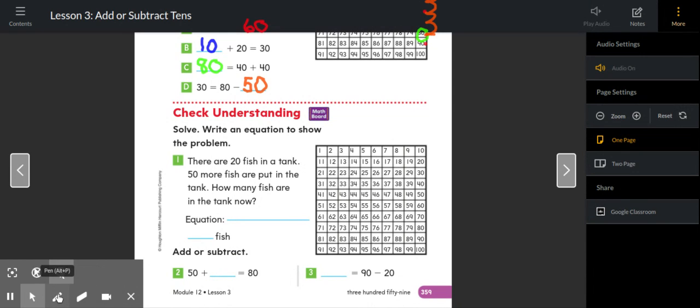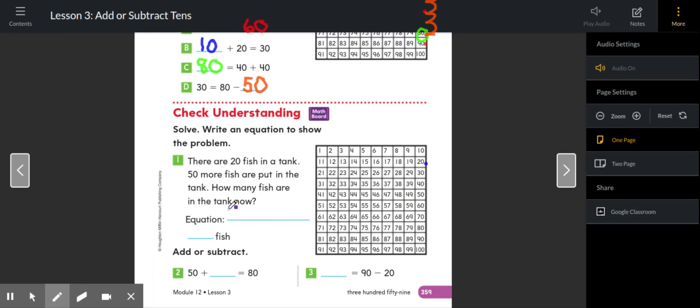And let's move on to the bottom of the page. Check understanding. Solve, write an equation to show the problem. There are 20 fish in a tank. So I'm going to find my 20. There are 20 fish in a tank. 50 more fish are put in the tank. So we're getting 50 more fish. How many fish are in the tank now?